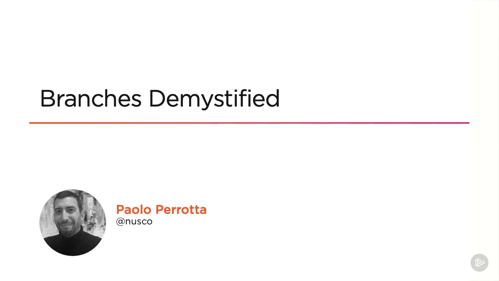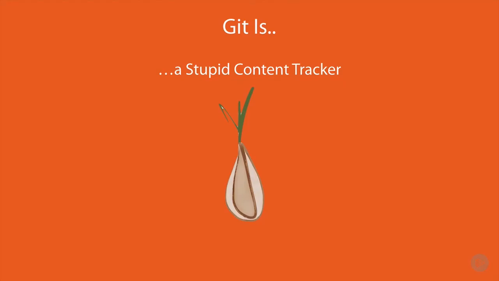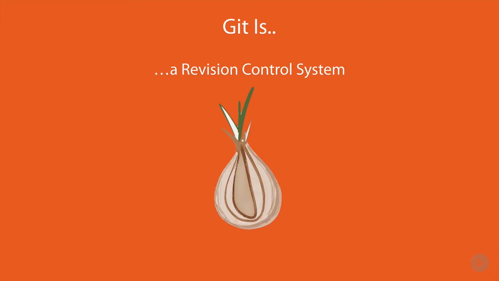Welcome to How Git Works, Module 2. This is where things really get interesting. In the previous module, we laid the groundwork. Now, let's make that information concretely useful. In Module 1, we said that Git is a stupid content tracker. We had this metaphor of an onion. Now we can move on to the next layer of the Git onion and look at the features that turn Git into a full-fledged revision control system. Features like branches and merges.